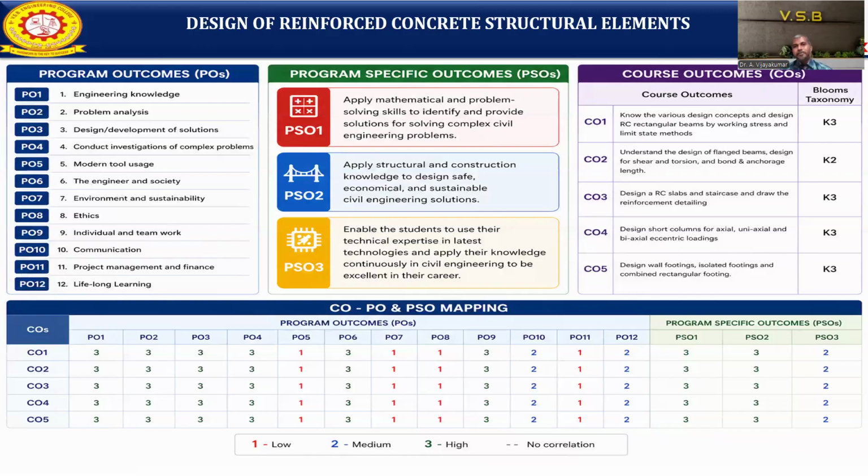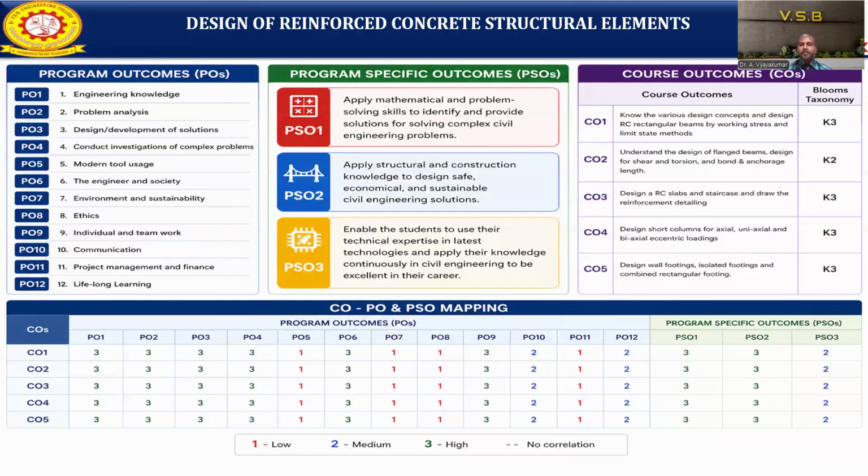These are the department-specific outcomes we framed, of three types. PSO1: apply mathematical and problem-solving skills to identify and provide solutions for complex engineering problems. PSO2: apply structural and construction knowledge to design safe, economical, and sustainable civil engineering solutions. PSO3: enable students to use their technical expertise in the latest technology and apply their knowledge to excel in their careers in civil engineering. So these are the POs and PSOs.